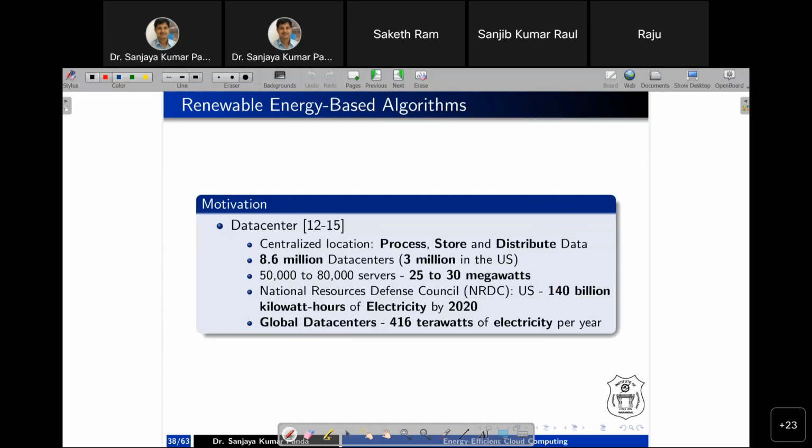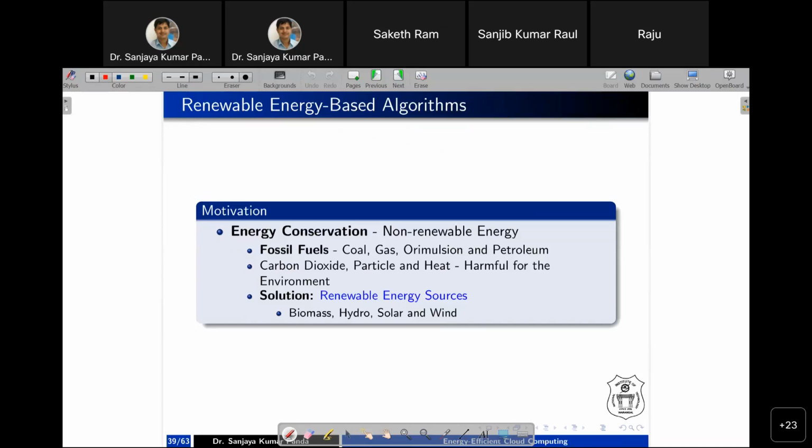How is electricity generated? Electricity is generated by petrol, diesel, gas, or coal, which is harmful and also limited. That's why we want to move from non-renewable energy to renewable energy. So what kind of renewable energy can we use? You can go for biomass, hydropower, solar, or wind, because they are not harmful. But non-renewable energy, like fossil fuel, is harmful to the environment.